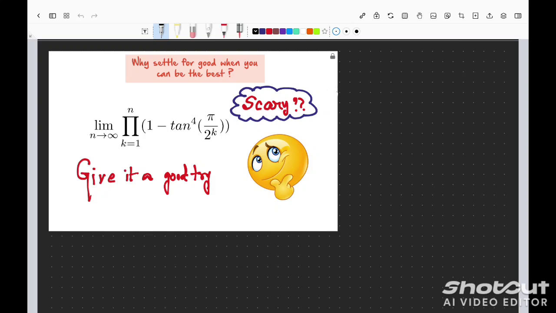So this is the question. As you can see, it's about limits: limit n tending to infinity, product k equal to 1 to n, of 1 minus tan to the power 4 of pi by 2 to the power k. So let's get started with the hints. I hope you have given it a good try.